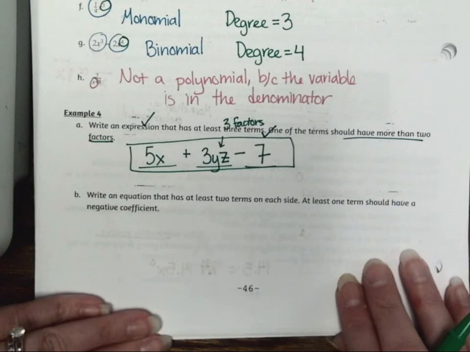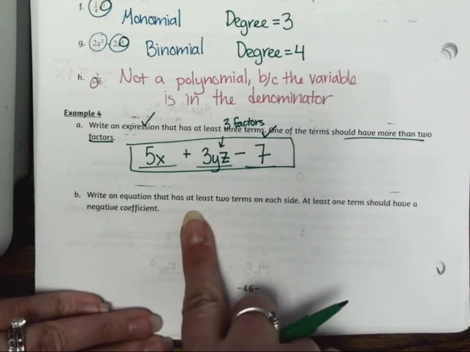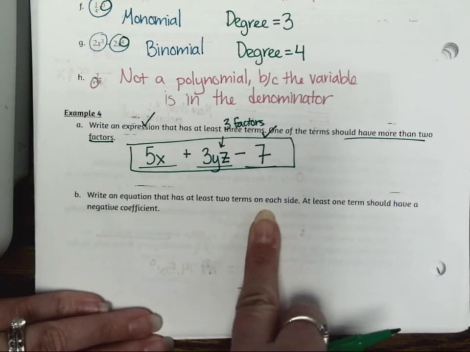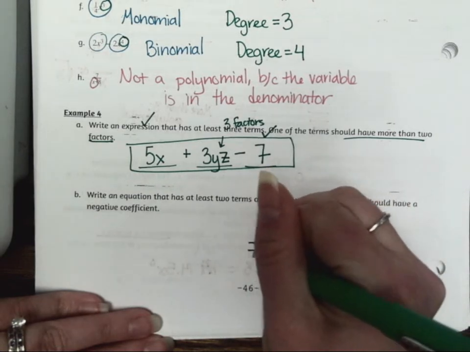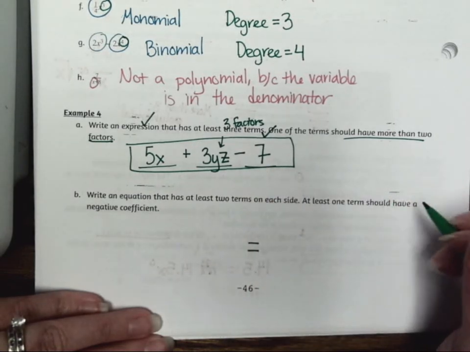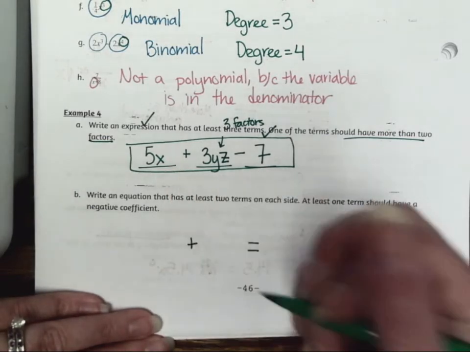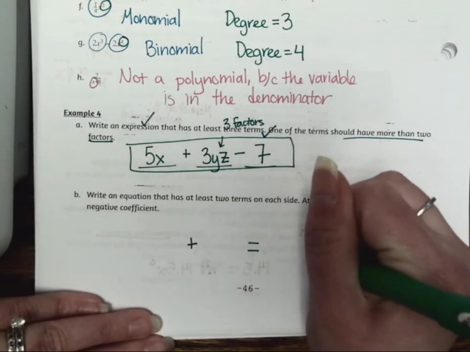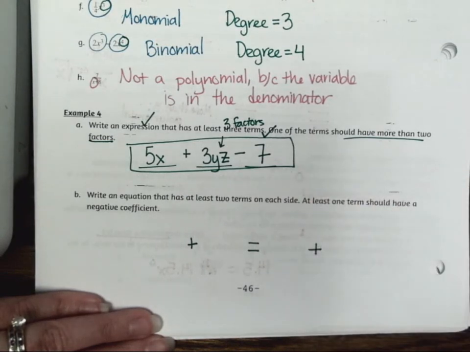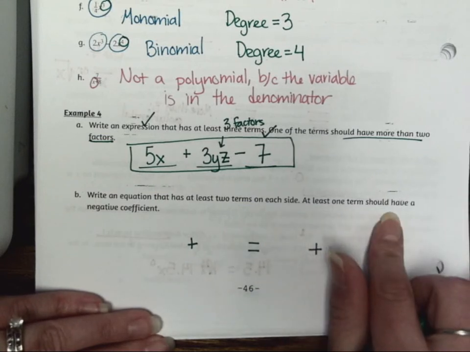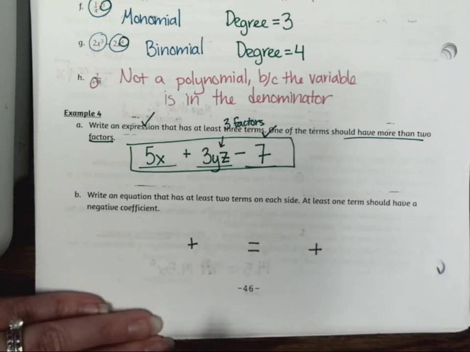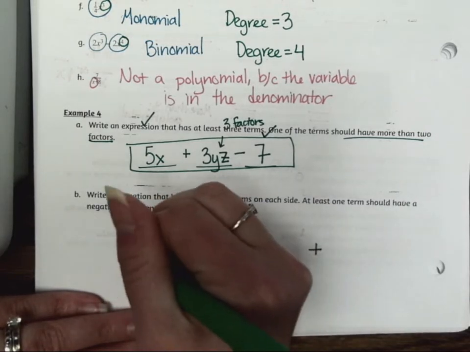Okay. For B, write an equation that has at least 2 terms on each side. At least one of the terms should have a negative coefficient. All right, so let's just go with 2 terms on each side. Maybe I want to do addition on both sides. It says that one of the terms should have a negative coefficient, so that means a negative number before a variable. So let's just start with that.